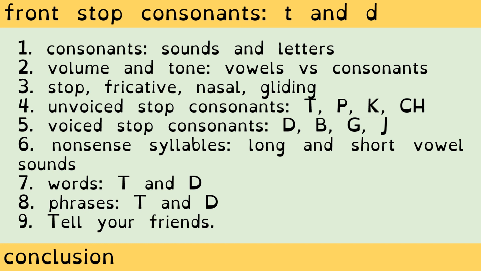Number 6. Nonsense syllables, long and short vowel sounds. We practice the unvoiced and voiced stop consonants with nonsense syllables using long and short vowels. Although these are not real words, nonsense syllables are an essential exercise. Number 7, words, T and D. We practice reading words beginning with our first pair of stop consonants, T and D. Moving from nonsense syllables to words is an important step.